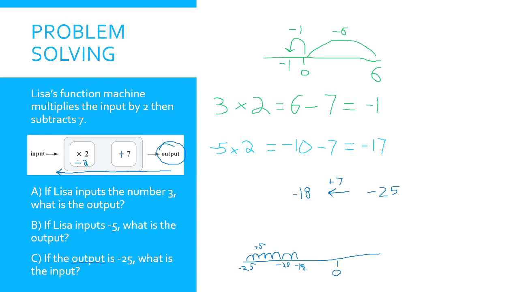So if I had 18 and I divide that by 2, I know that half of 18, or 18 divided by 2, is 9. Just in the same way that negative 5 times 2 becomes negative 10, that just means that negative 18 divided by 2 is going to be negative 9. So I'm dividing by 2 here. So my answer for what the input would be has to be negative 9.